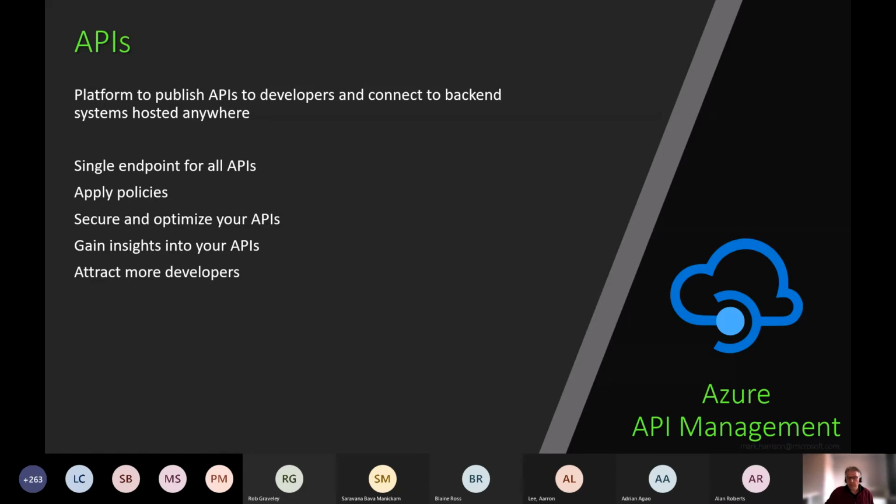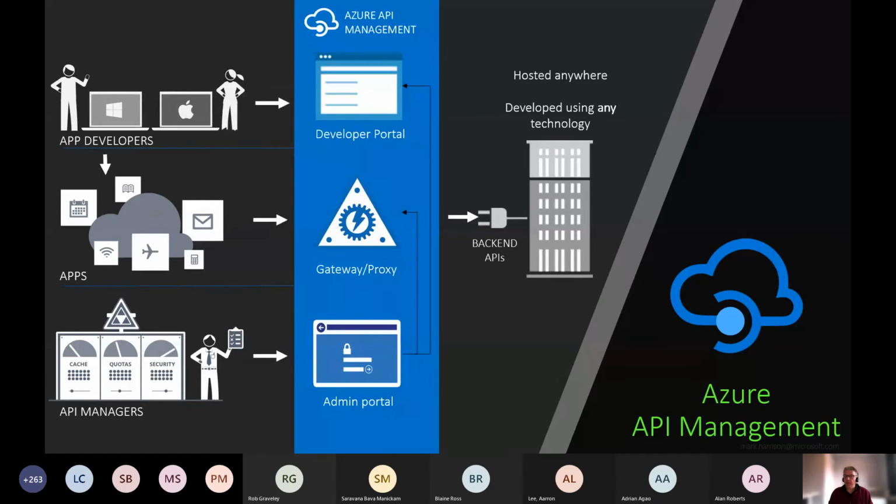So when you deploy API Management, this is what it looks like. You've got those three components. You've got your proxy, which acts as the interface to those backend APIs. And just to call out, those APIs could reside anywhere. As long as networking is in place, you can connect to those backend APIs.